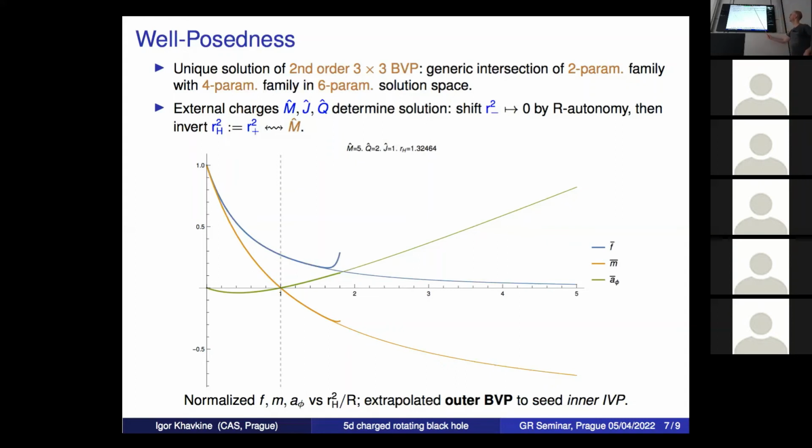Right. So I should also say that because of the R autonomy, so the shift symmetry in the capital R variable, you can actually shift the values of these integration constants R minus and R plus squared. What I'm confused about: you are saying that you have symmetry in shifting R? Yes. Isn't the curvature somewhere diverging or something like that? Don't you have some special point?